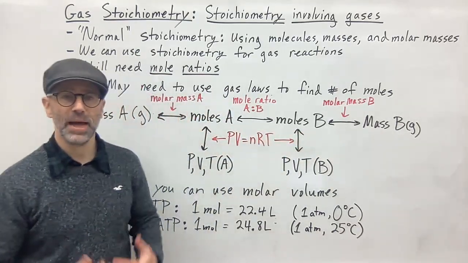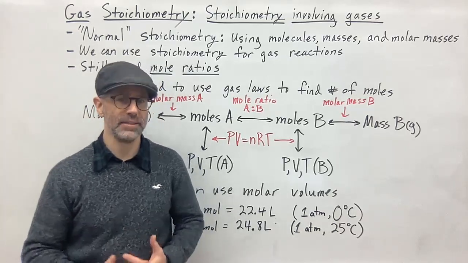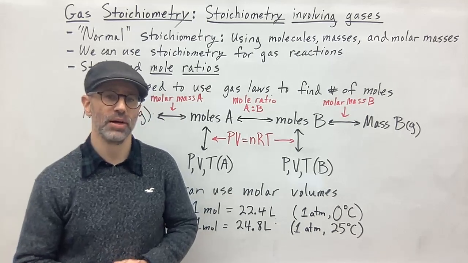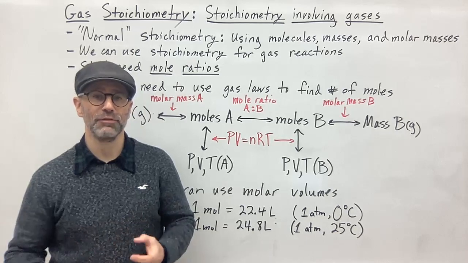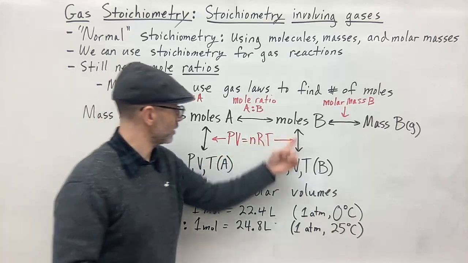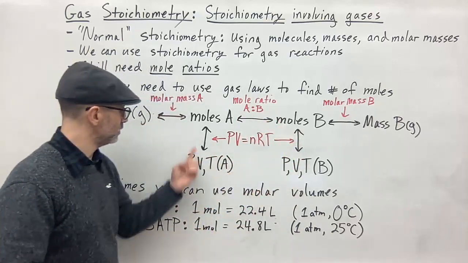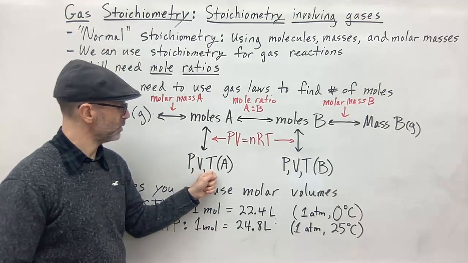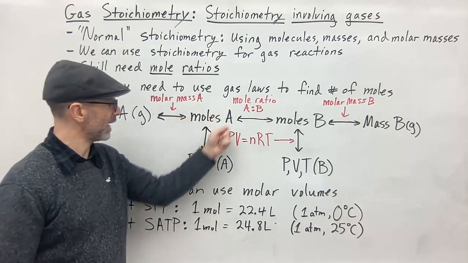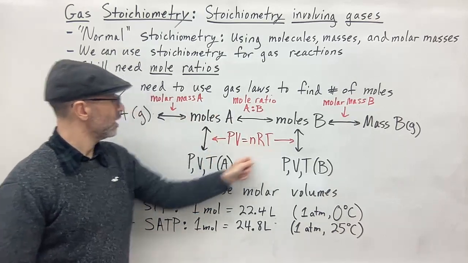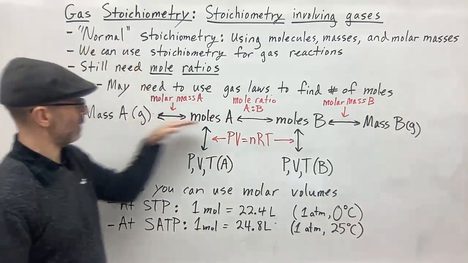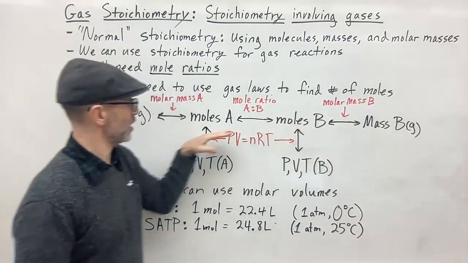Now, if our reaction involves gases in any way, then we may need to use the ideal gas law to convert the information that we know about the gas to moles. Here is the added part to our roadmap. Here I have the pressure, volume, and temperature of substance A. I can use that information to find the moles of A using PV equals nRT. Once I have moles of A, I'm in the normal stoichiometry roadmap, and I can go anywhere here.